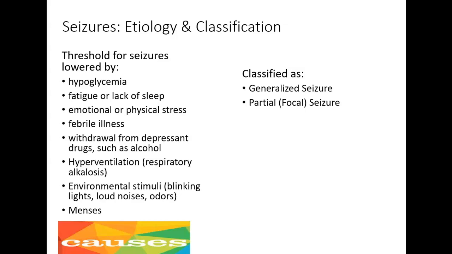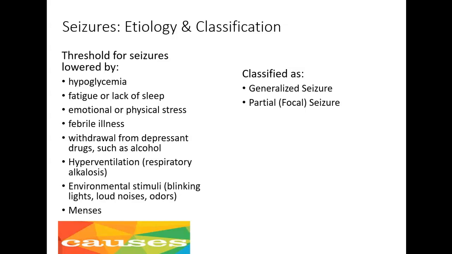Hyperventilation, so respiratory alkalosis, can lead to seizures. Again, this could happen in an ICU setting where a patient's on a ventilator and becomes overventilated. So it requires lots of close watching from the medical team. And then environmental stimuli, and like we said, menses.